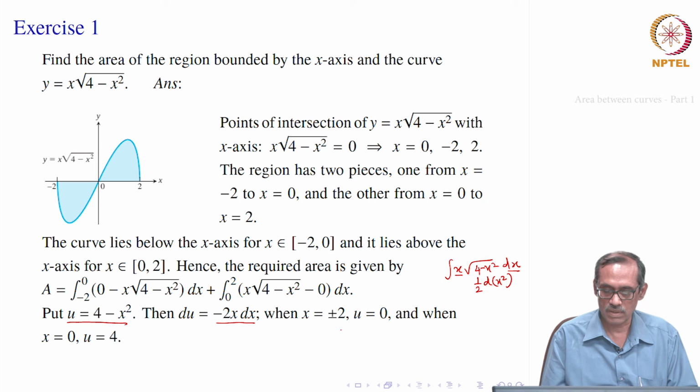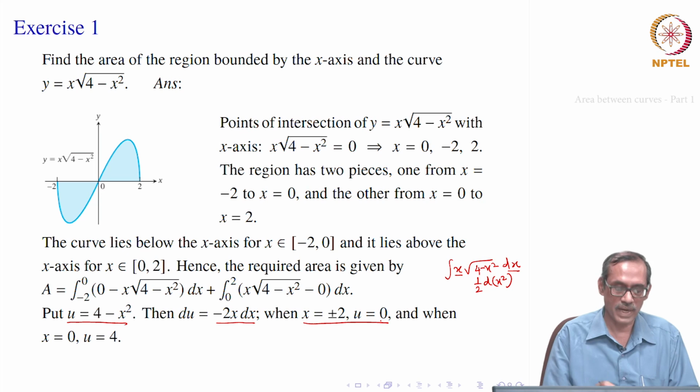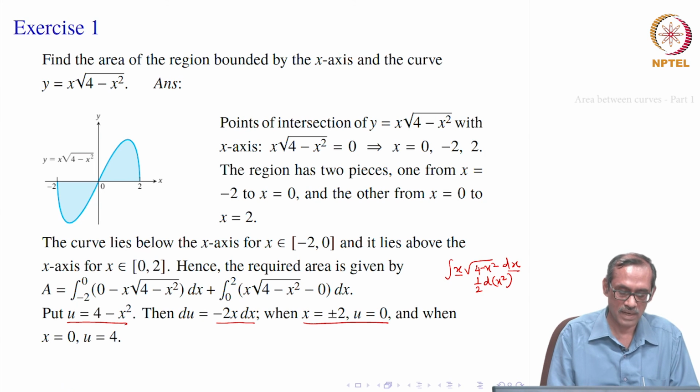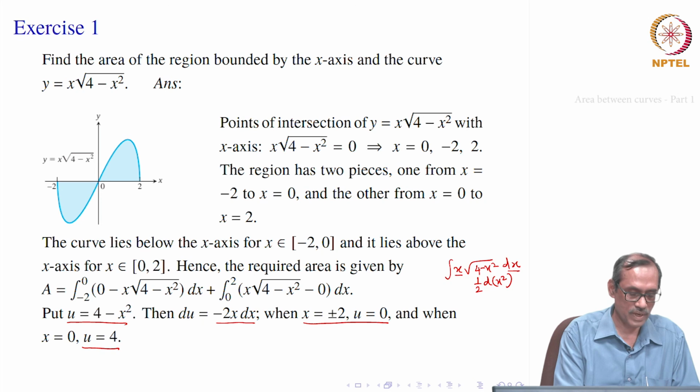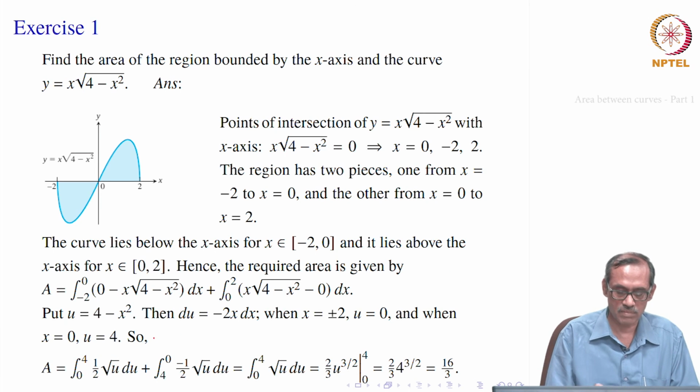So, for minus 2 to 0, x equal to minus 2 gives u equal to 0, right, 4 minus x square. Also at plus 2 it is equal to 0. So, that is what we say, when x is plus or minus 2, u equal to 0. And when x equal to 0, substituting there, you get u equal to 4. Okay. So, we can rewrite the integrals in terms of the variable u now.